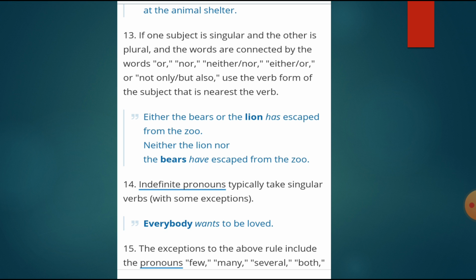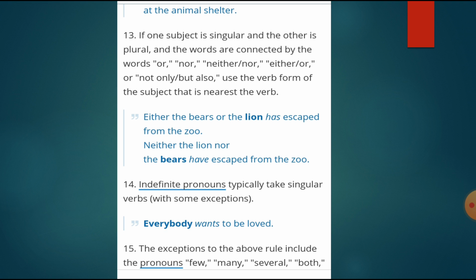Neither the lion nor the bears have escaped from the zoo. So we have what? We change the order, and now the bears have come nearer to the verb. So we will have to change "has" into "have", because the nearest subject is now in plural form, and it is bears.